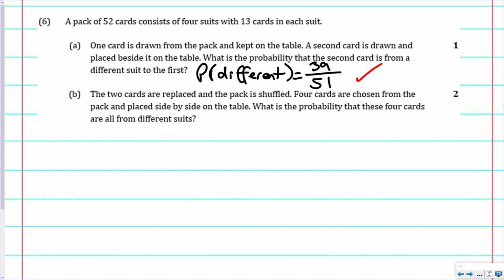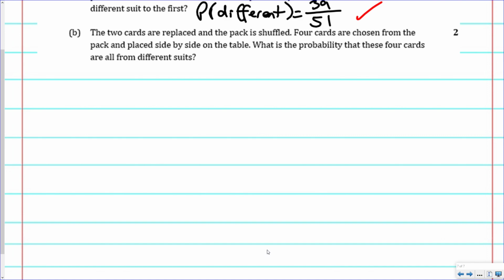The 2 cards are replaced and the pack is shuffled. 4 cards are chosen from the pack and placed side by side. Find the probability that these 4 cards are from different suits. So it's kind of the same thing now, except it's now not just 2 things, it's now 4 different things. So what we're doing is the probability of all different.